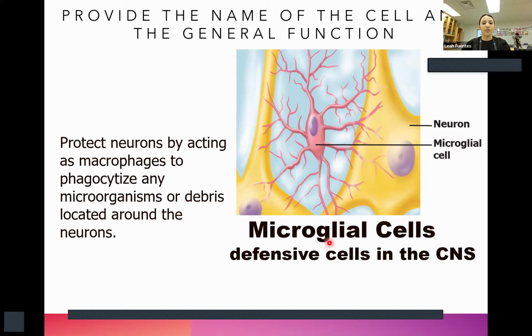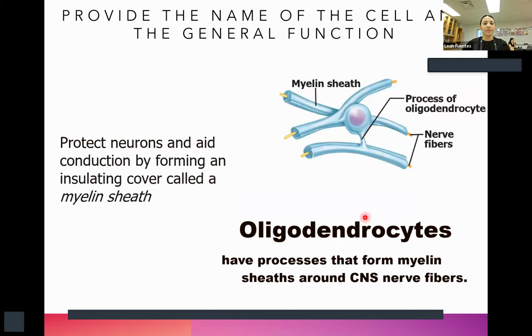We have microglial cells. These are defensive cells in your central nervous system. They protect neurons by acting as macrophages to phagocytize any microorganisms or debris located around the neurons. So again, those are microglial cells found in the central nervous system.